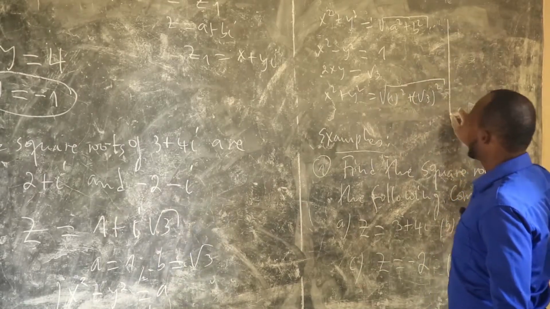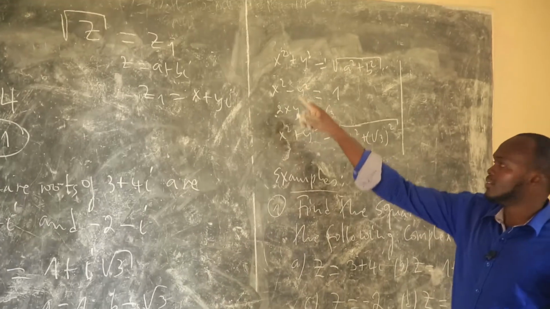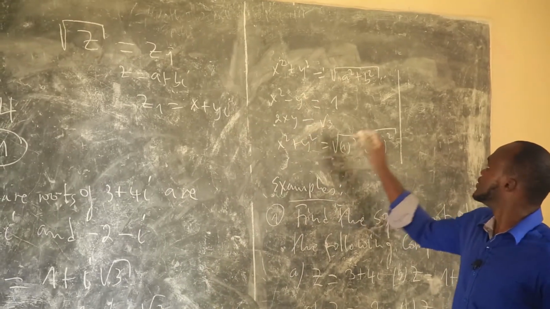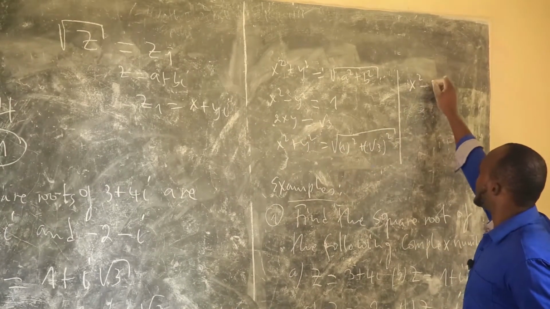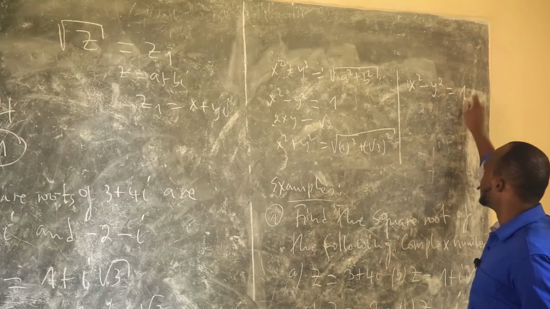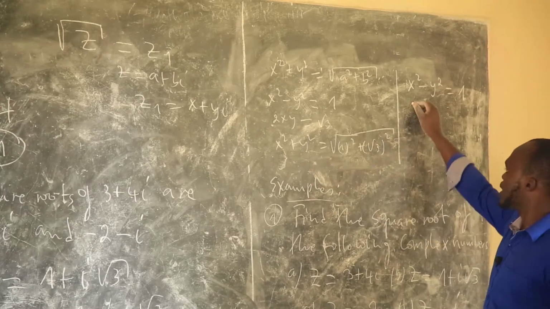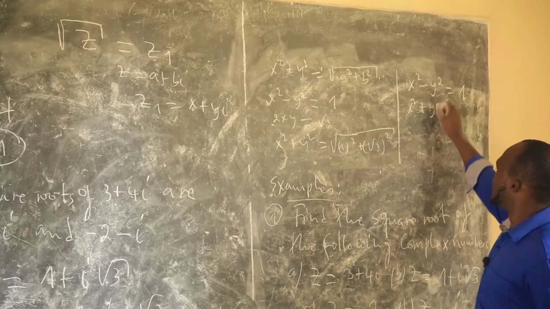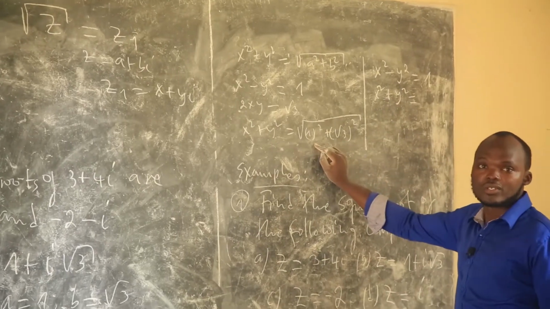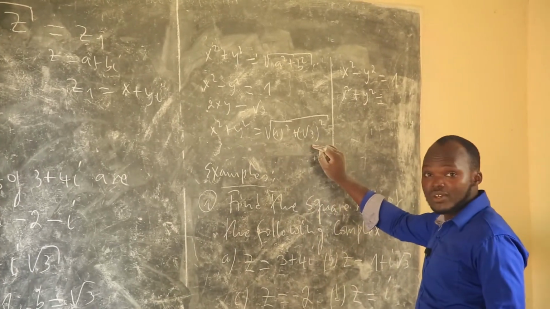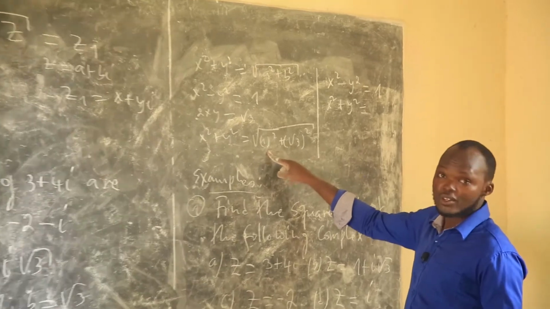So now we get x. We first use 1 and 3. x squared minus y squared is 1. This one, x squared plus y squared equal to 1 squared is 1, root 3 squared is 3, 3 plus 1 is 4, square root of 4 is 2.